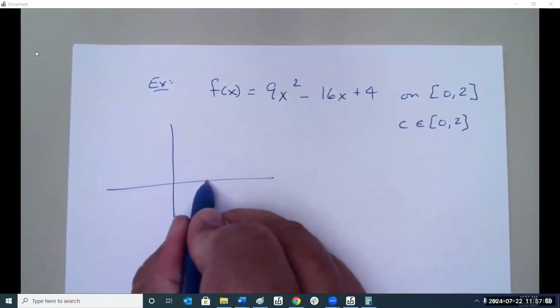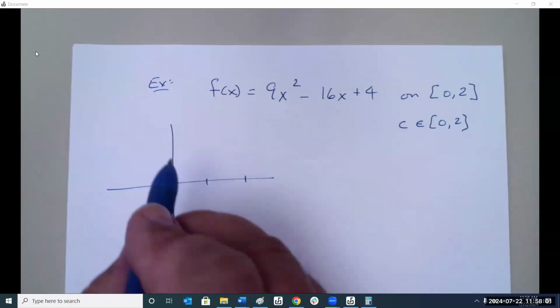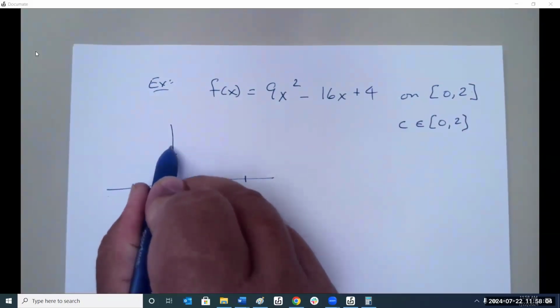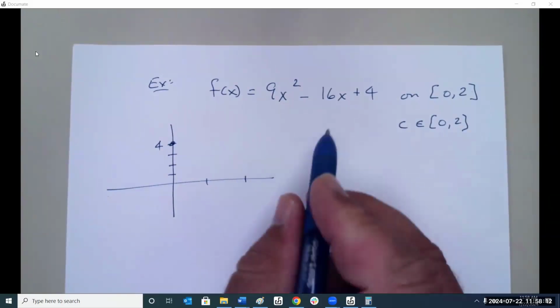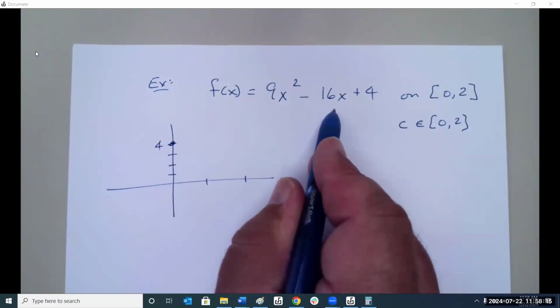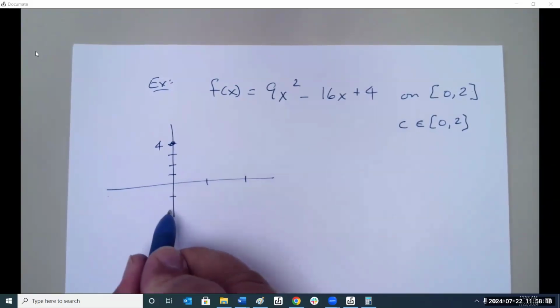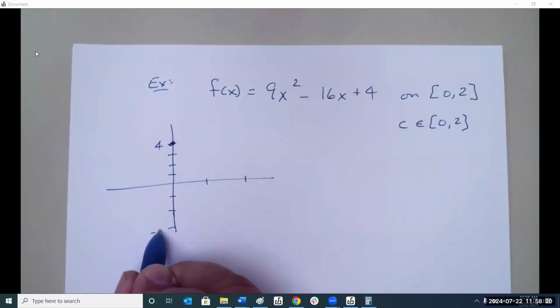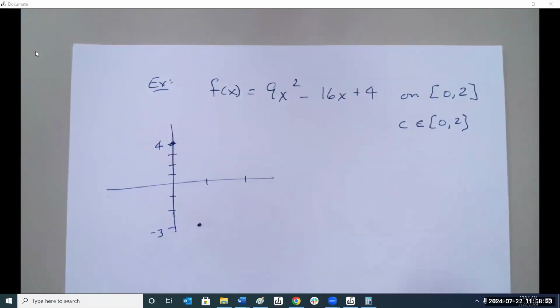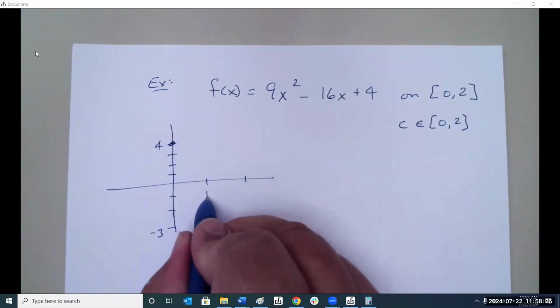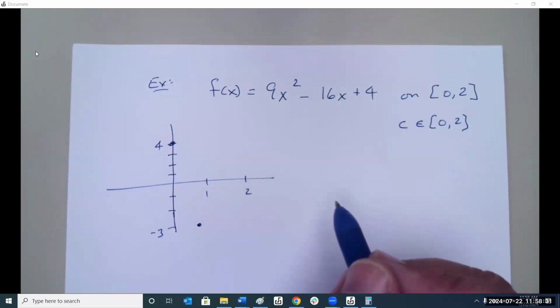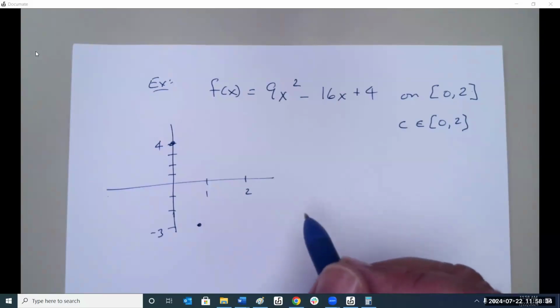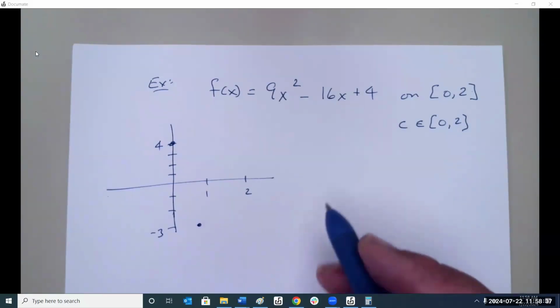You go from 0 to 2. When x is 0, y is 4. When x is 1, 9 minus 16 is negative 7, is negative 3. Thirty-six, 32 is 8.